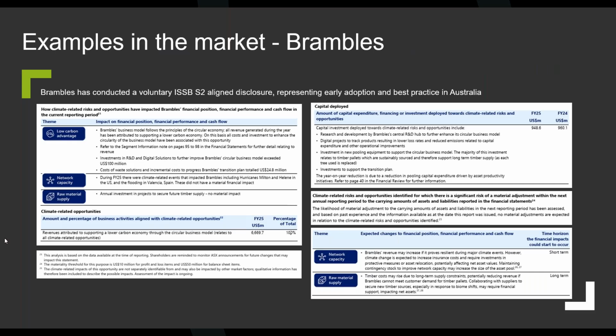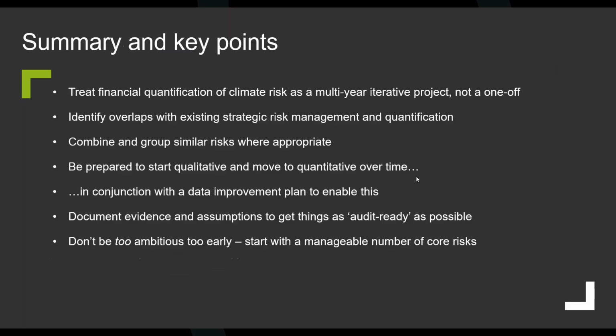And they've highlighted on a qualitative basis that there may be an increased cost in raw material supply or supply constraints, reducing revenue into the long term. We have got a couple more examples, but I'm just going to jump over them to allow a bit of time for Q&A. I just thought a summary key takeaway slide would be quite useful.